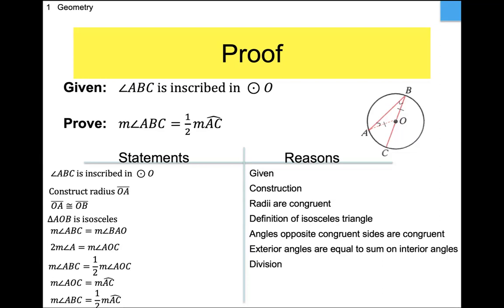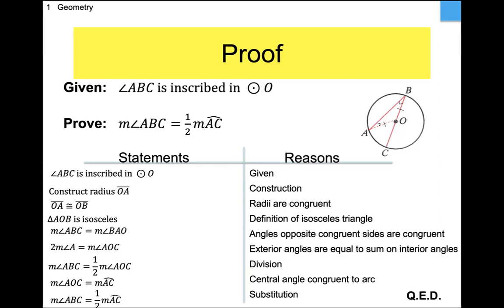Now, angle AOC is equal to the central angle, so therefore it's equal to arc AC. And now I'm done with the proof. Why am I done with the proof? Because if AOC is equal to arc AC, then I just do a quick substitution for angle AOC there, and therefore I get that it's equal to half of the measure of arc AC. Quick substitution, and we're done.